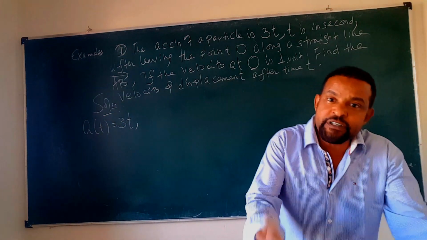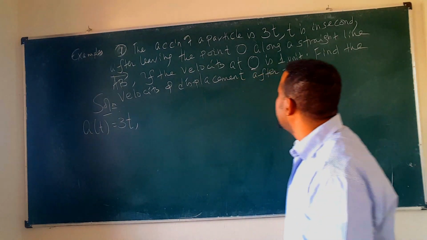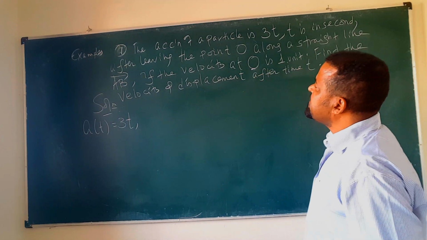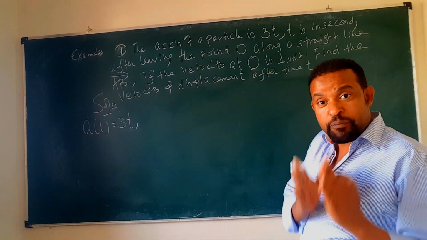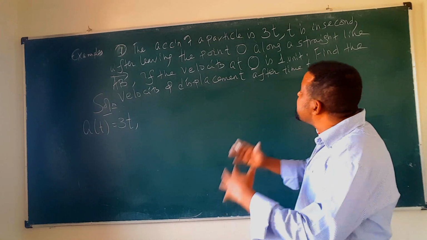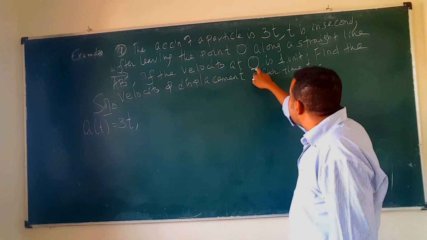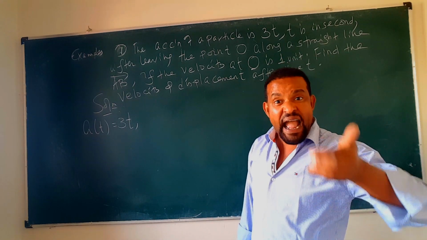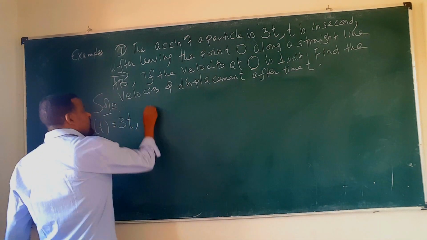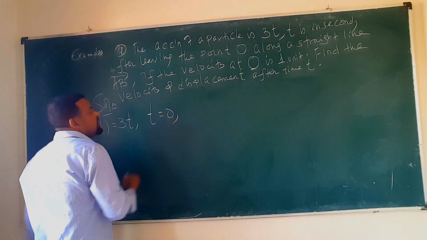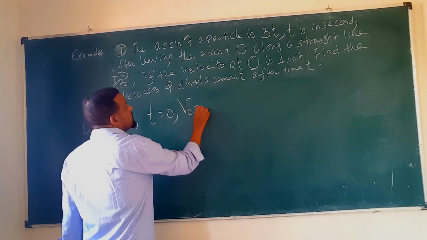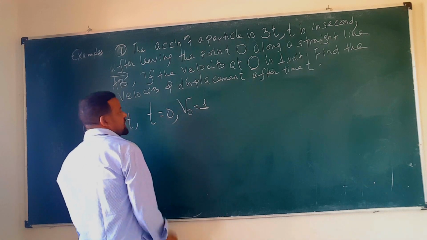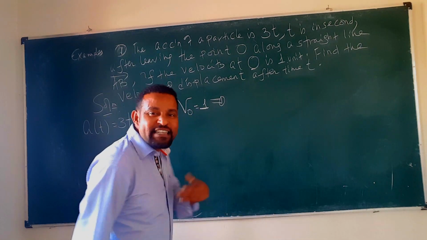So acceleration as a function of time, okay. And after leaving the point O, there is an initial point O. If the velocity at the starting point O is 1, that means the initial velocity is given. When the time was 0, when t was 0, then the initial velocity was 1 meter per second. So automatically you can get the initial displacement.